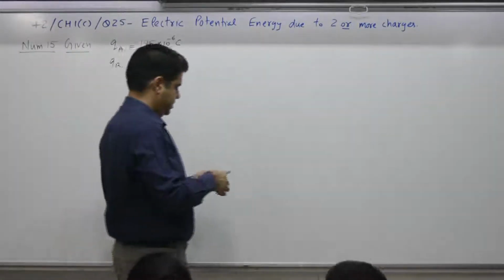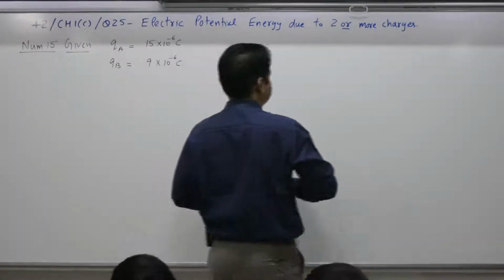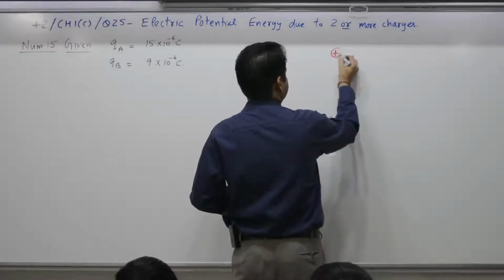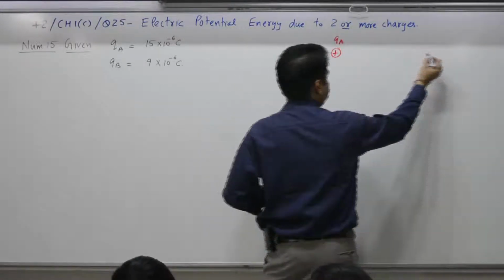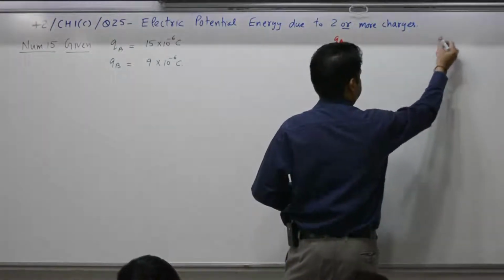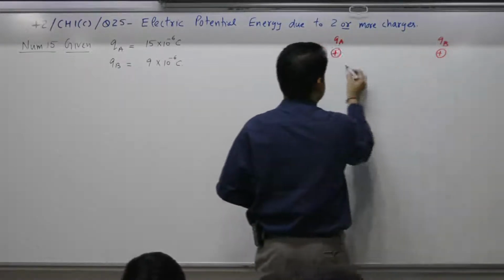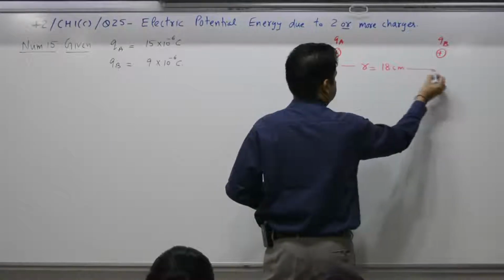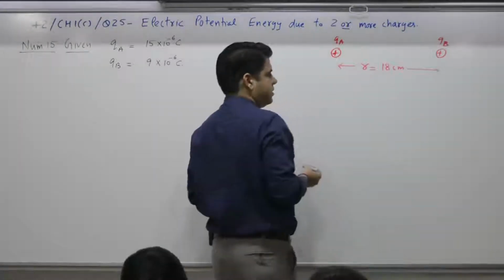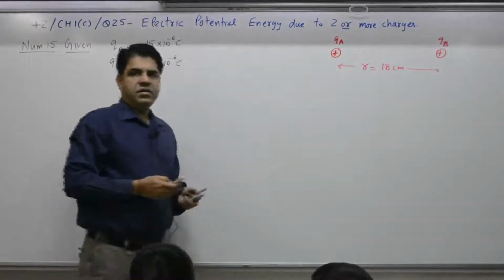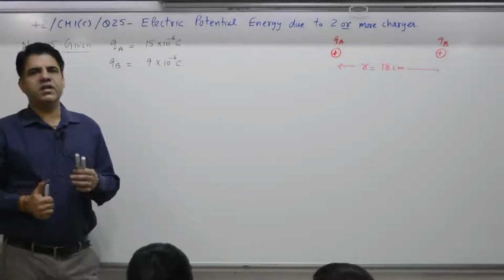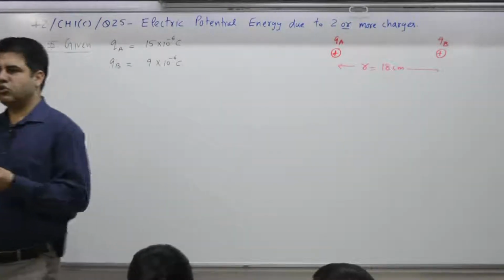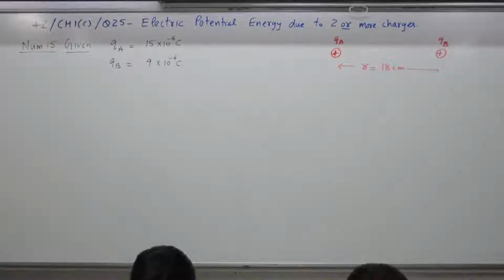Initial status: two charges, QA and another charge QB. Distance between the two is R, which is equal to 18 centimeter. Initial 18. After some time, what is the final position? Draw diagram for final position.